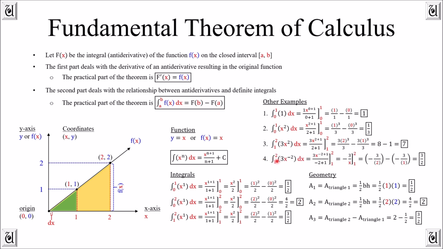Last one, from 1 to 2. We're going to take the integral of 3x to the negative 2. Remember, we did this before, and we got the negative 3 over x, and we're going to evaluate it from 1 to 2. And so we're going to have 2 plugged in down here and 1 plugged in down here, and we end up with an overall answer at the end of 3/2.